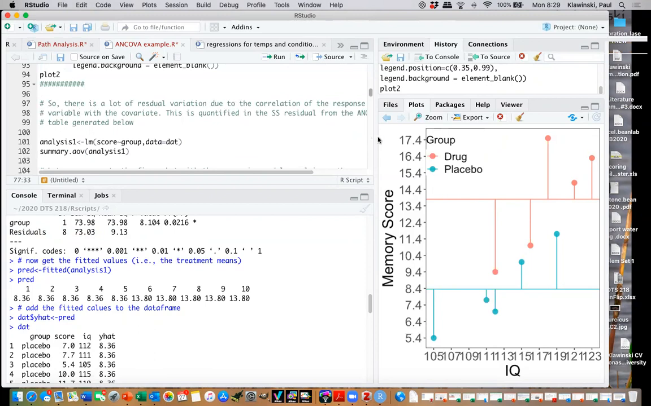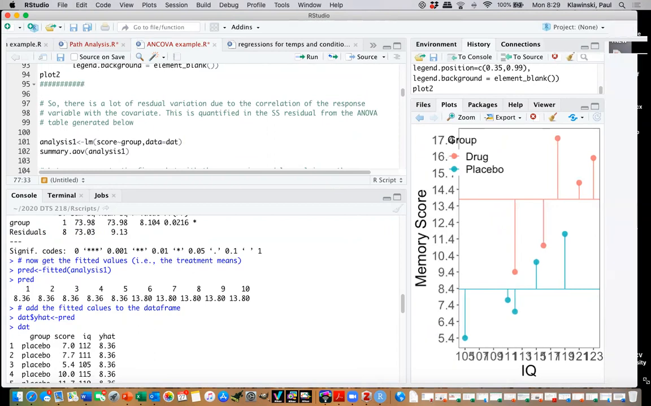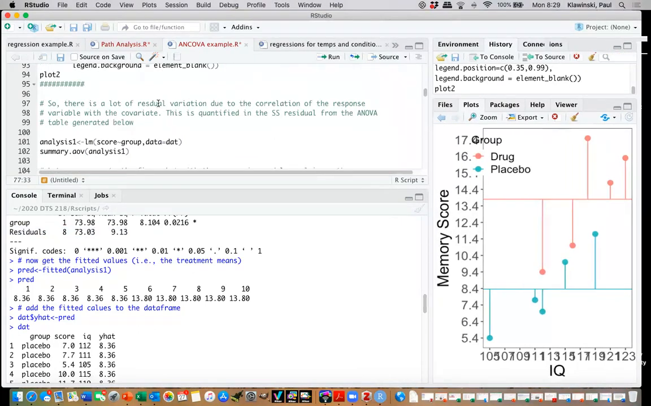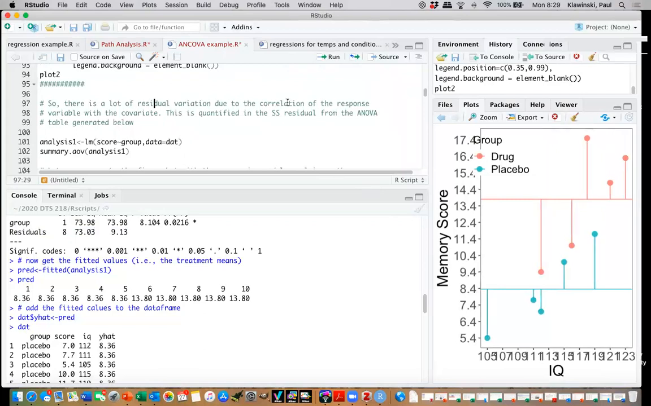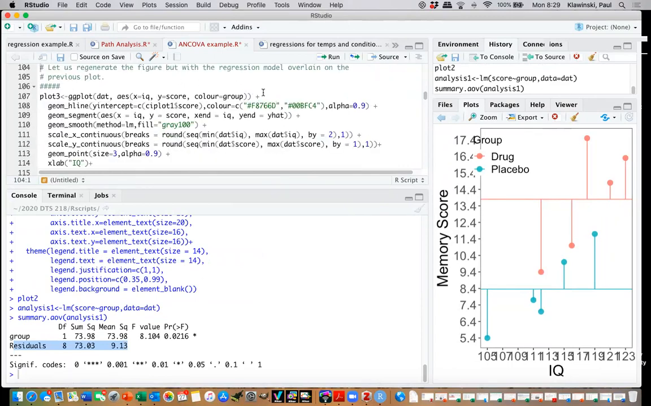So in my comments in the code here in the script, it says there's a lot of residual variation due to the correlation of the response variable with the covariate. This is quantified in the sum-squared residual from the ANOVA table that we generated below. So what we want to know is, is this truly unexplained variation, or can this variation be explained by something else? Well, I'm now going to plot a regression line for both of these groups. So I've added a regression line to the plots that we've just made.